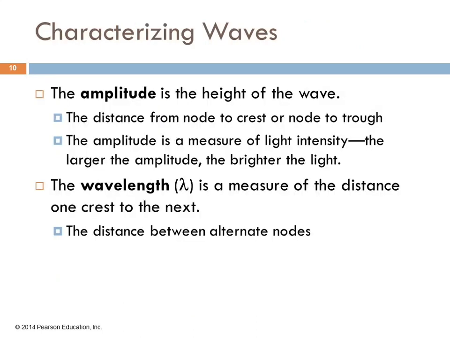The amplitude is a measure of the intensity of the light. If it's a really bright light, the waves are going to have a large amplitude. If it's a dim light, they're going to have a short amplitude.